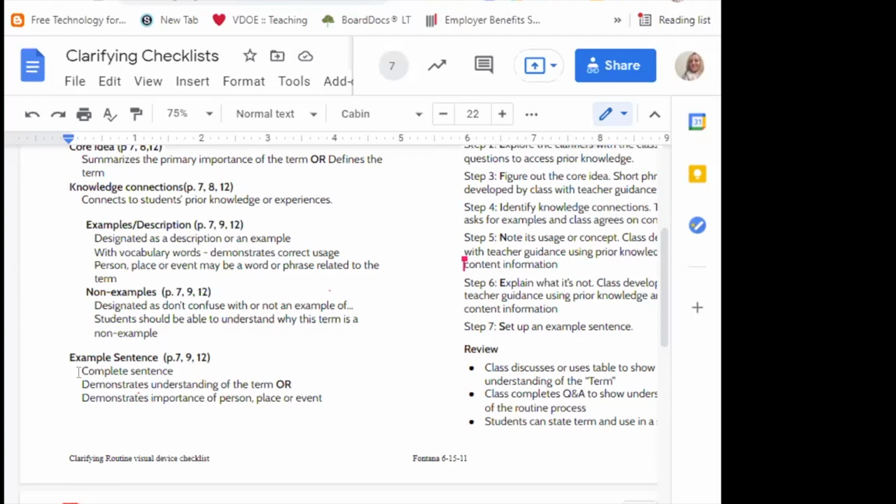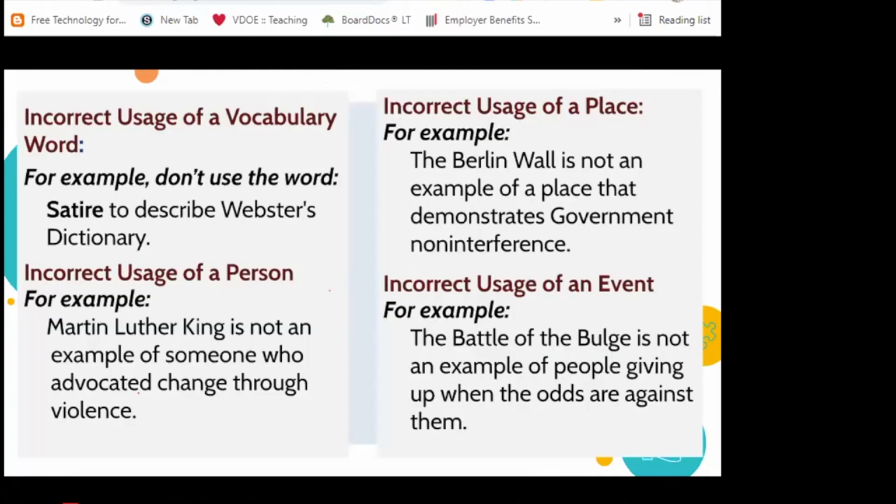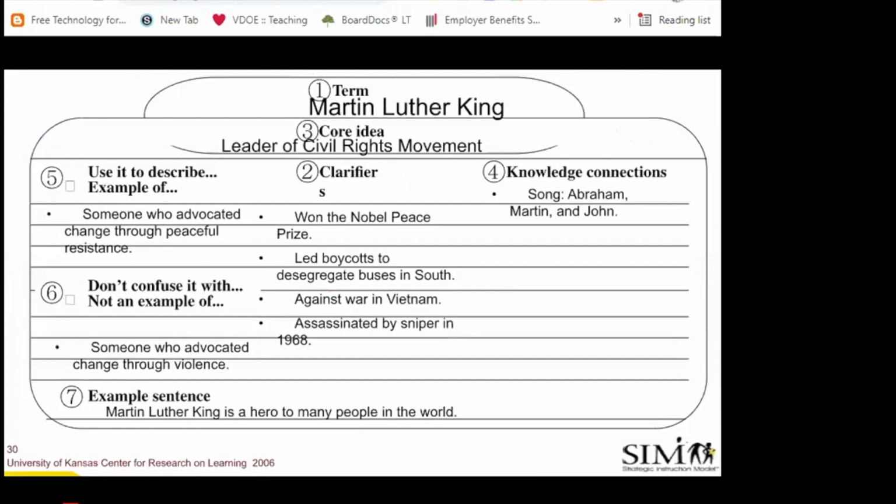And the last part is completing your sentence. When they create it, the sentence should demonstrate their understanding of the purpose of doing the clarifying routine. They can name the importance of the people, place, or term, and they can understand and use the term within their own sentence. You do have this slide of the correct and incorrect, and also when they do their sentence, this is what it would look like at the end.